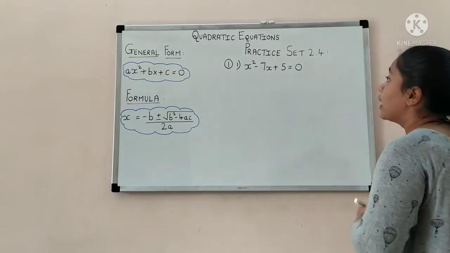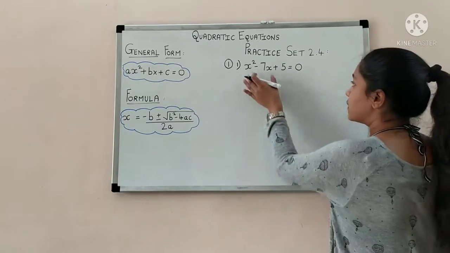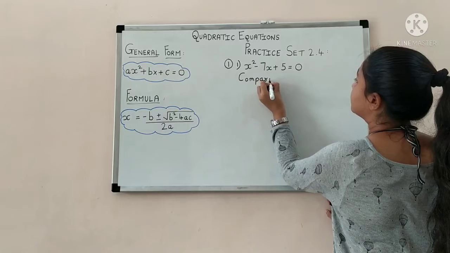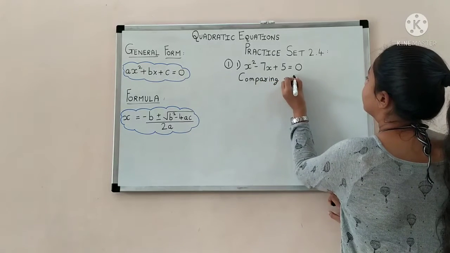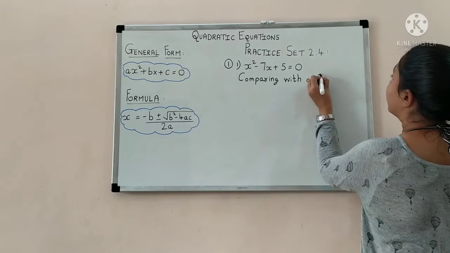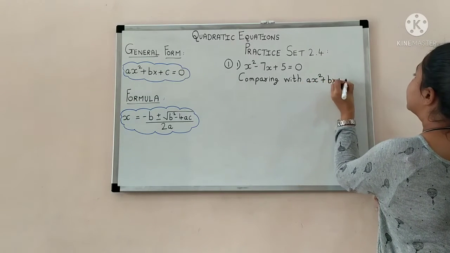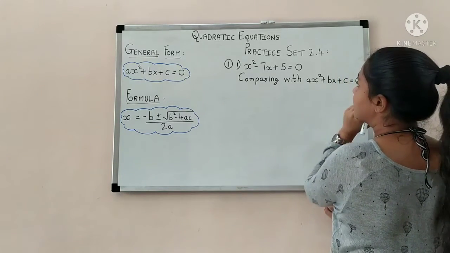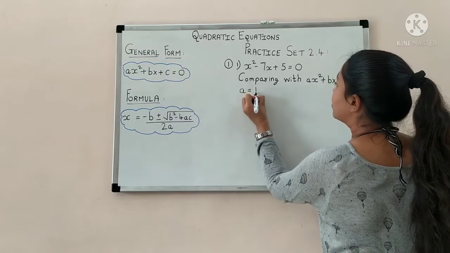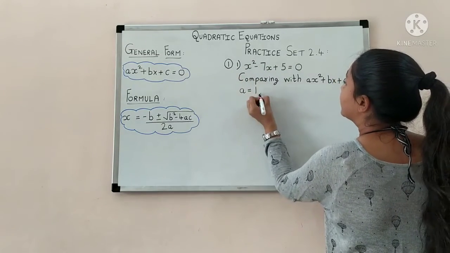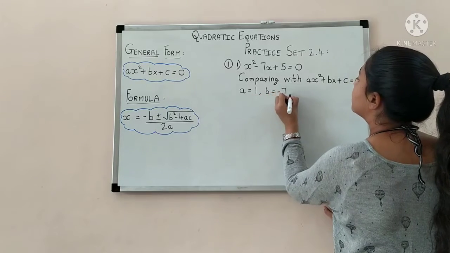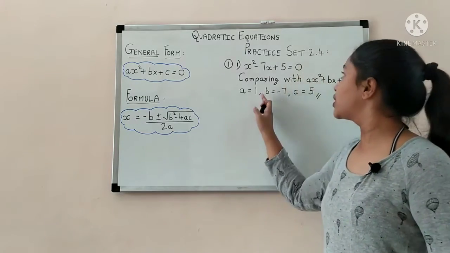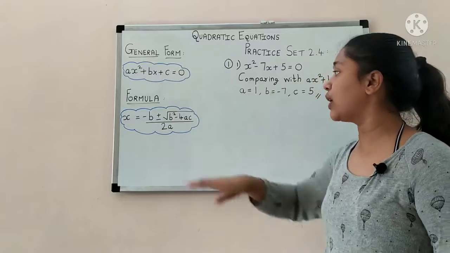Okay, so now see how we will write the solution of this. First of all write this equation, then write comparing with ax square plus bx plus c is equal to 0. What do we get? We get a is equal to 1, the coefficient of x square is 1 here. Then b is equal to minus 7 and c is equal to 5. Okay, this much is clear. So जो question number 1 की questions है, we have to solve only this much. We don't have to use this formula.